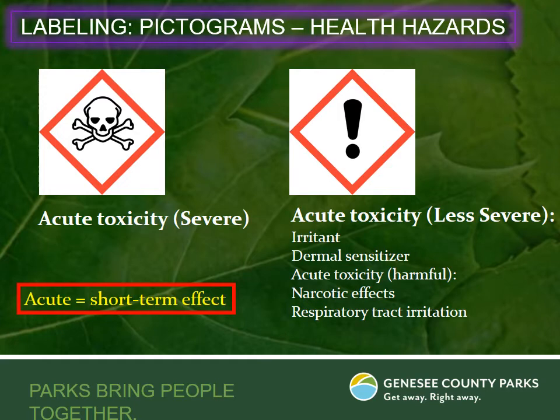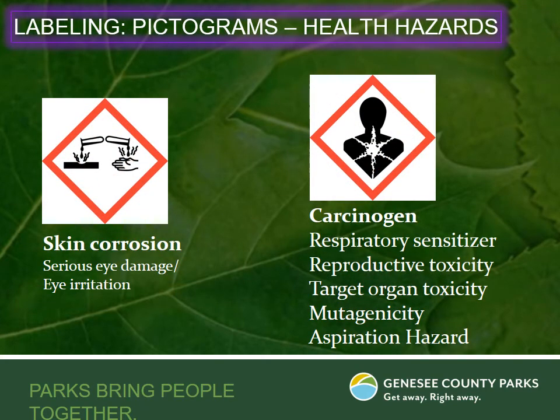The toxicity pictograms are shown here. The skull and crossbones is the more severe pictogram, and the exclamation point is the less severe pictogram. Skin corrosion, and the carcinogen or target organ toxicity, aspiration hazard. The human pictogram with a little starburst in the middle typically shows that the product affects organs in the body.